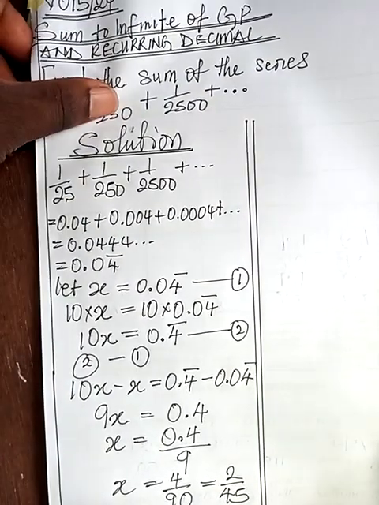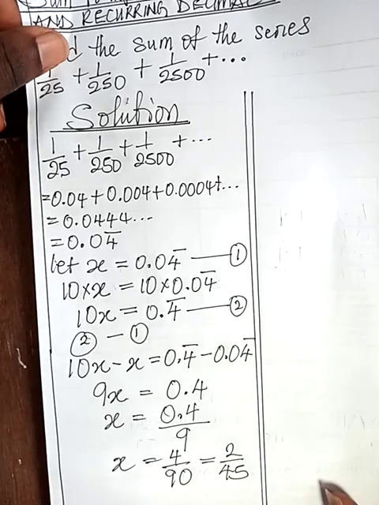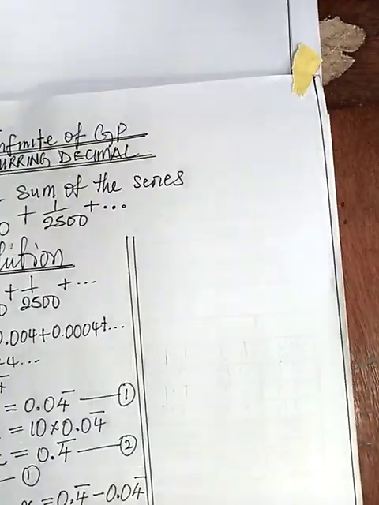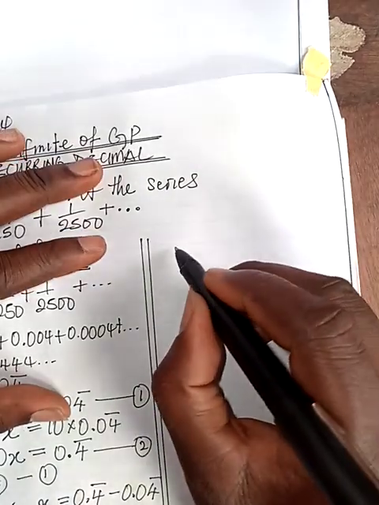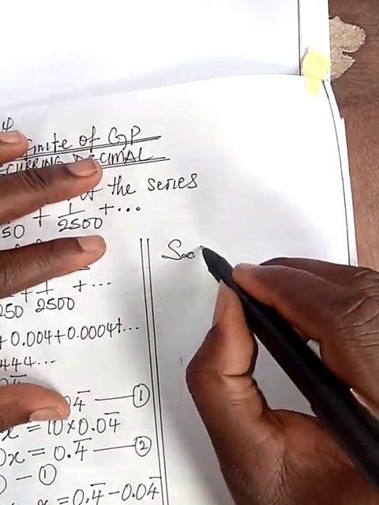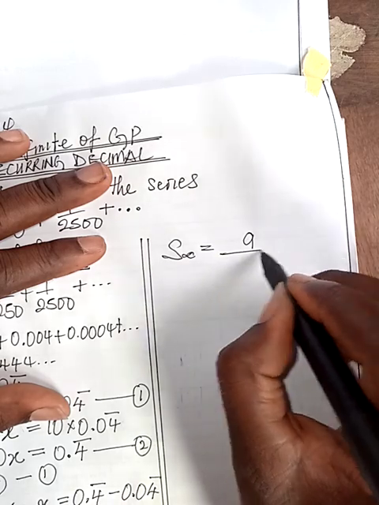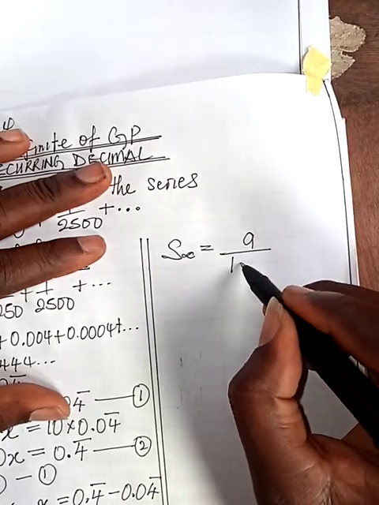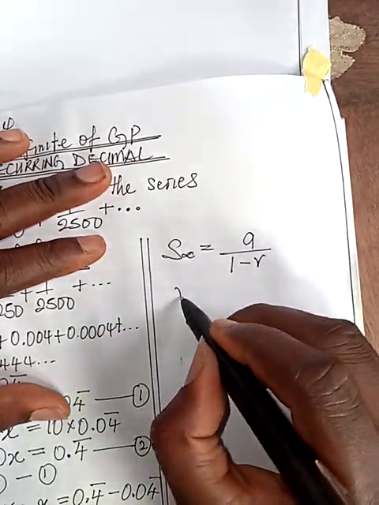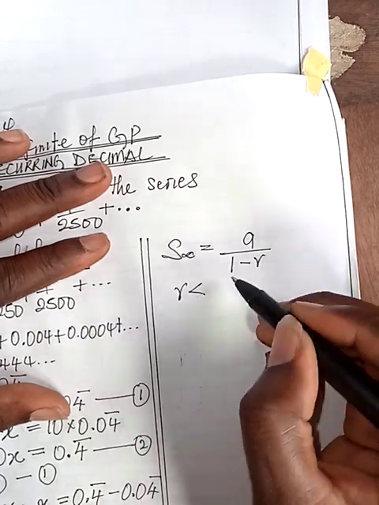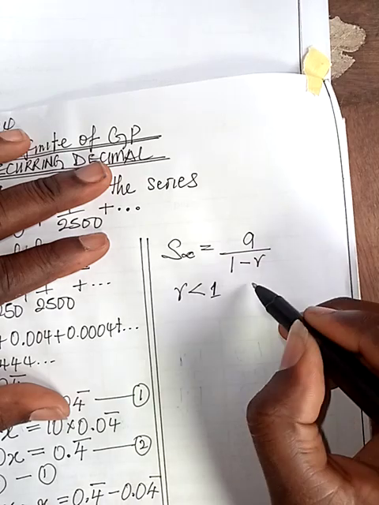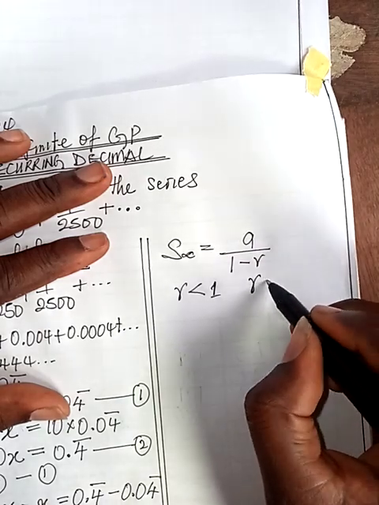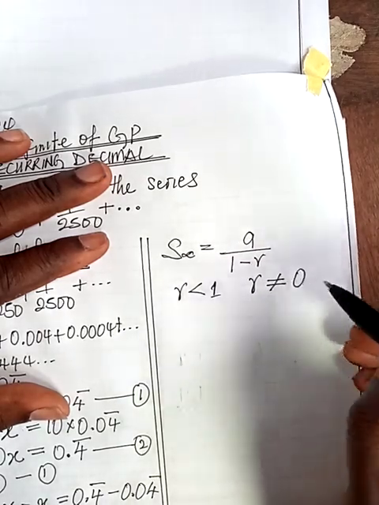Now we can also solve this problem using sum to infinity of a GP. The sum to infinity of a GP is a over 1 minus r, where a is the first term. Here r has to be less than 1, and r will not be equal to 0.